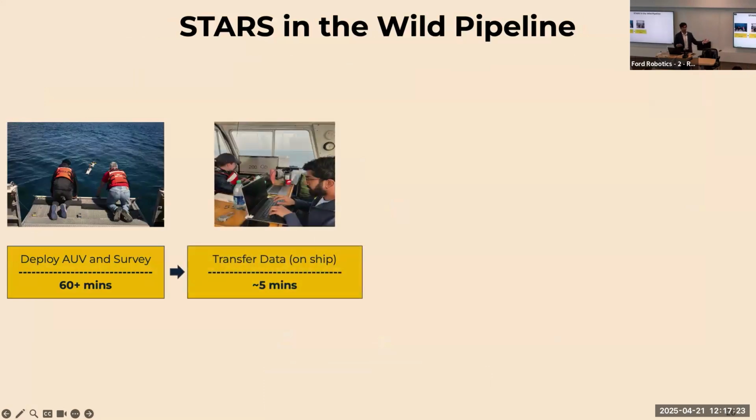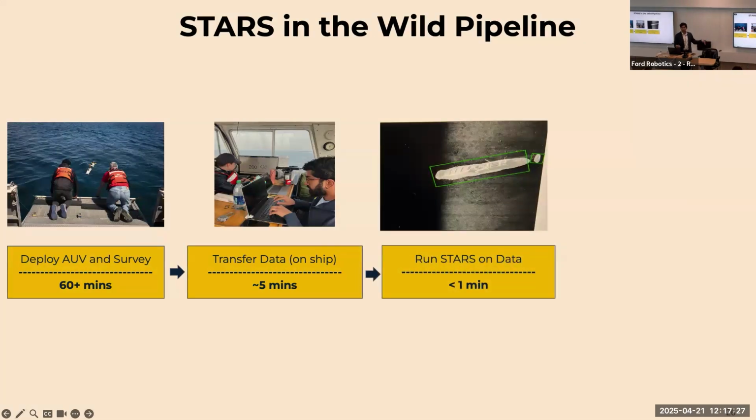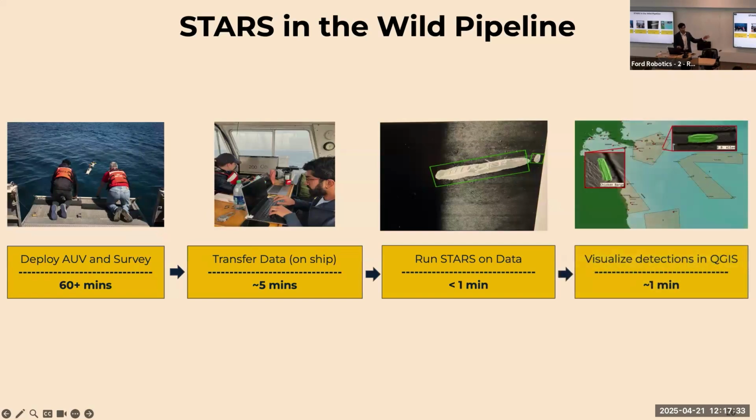And then we transfer all the data on the ship back to a GPU-enabled computer. We run STARS through all the data. This takes less than a minute because it's a GPU-accelerated process, and it's not a human actually having to go through this. And finally, we can visualize all these detections in a QGIS framework that makes it easy for people to move around the map and understand what's going on.